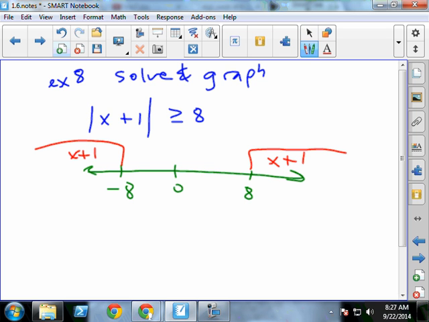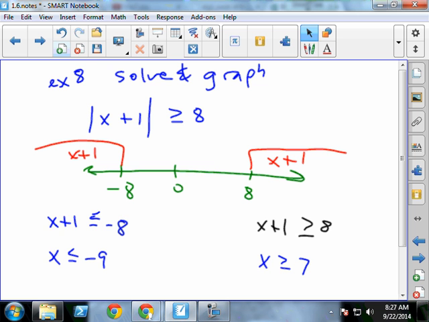So we've got x plus 1 is greater than or equal to 8. And then we also have x plus 1 is what, negative 8? Less than or equal. Do you remember doing this in Algebra 1 where you had to set it up and you had to change the inequality symbol and the sign of the number? So you get x is less than or equal to negative 9. You get x is greater than or equal to 7.